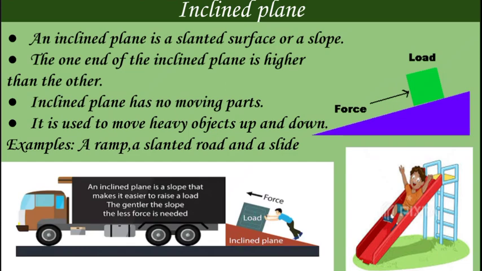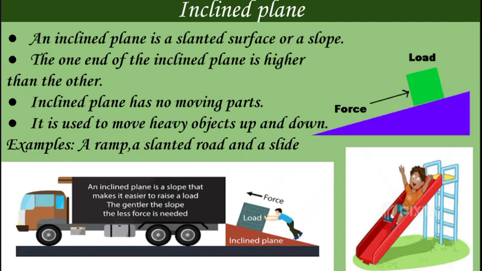So, what is an inclined plane? An inclined plane is a slanted surface or a slope. One end of the inclined plane is higher than the other. An inclined plane has no moving parts. It is used to move heavy objects up and down. Examples: a ramp, a slanted road, and a slide.